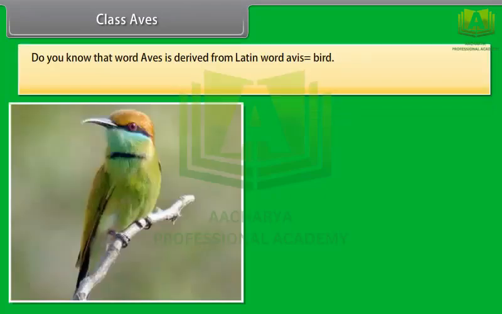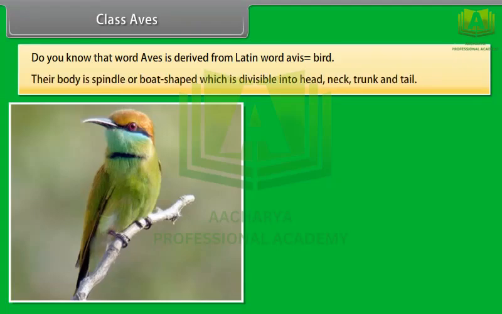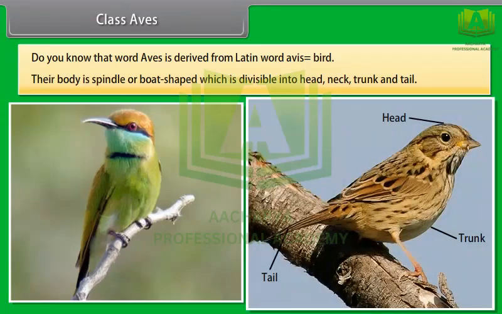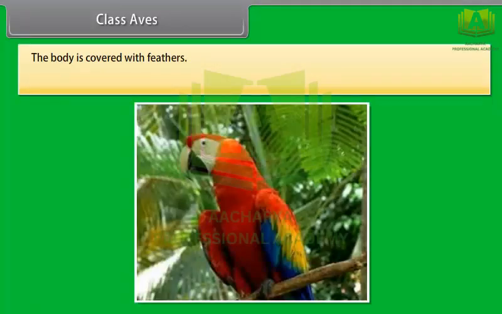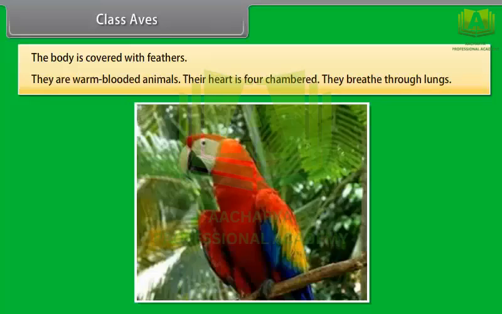Class Aves. Do you know that the word Aves is derived from the Latin word avis, which is bird? Their body is spindle or boat-shaped, which is divisible into head, neck, trunk, and tail. The body is covered with feathers. They are warm-blooded animals. Their heart is four-chambered. They breathe through lungs.